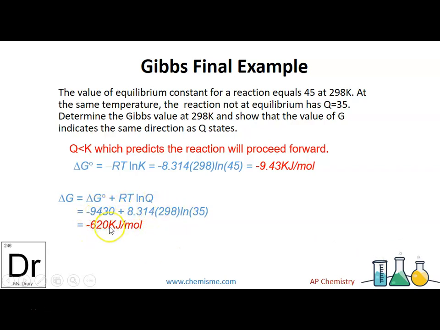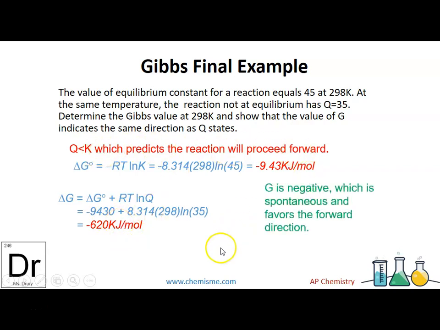And we put it in joules and change it back again like I did before. You can keep the whole thing in kilojoules if you prefer. That would mean that you would have 0.008314 over here. What it's showing you is that at the Q, it's even more spontaneous. So that means it is going forward, just like the K said. So if G is negative, which is spontaneous, it favors a forward reaction even more than the original reaction.